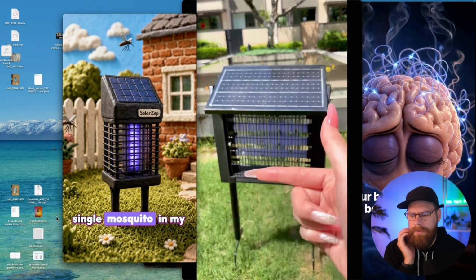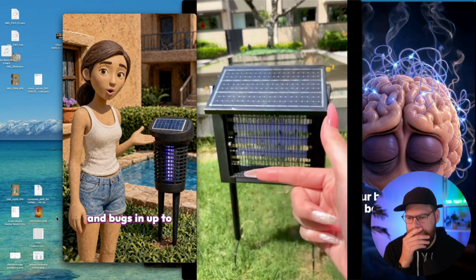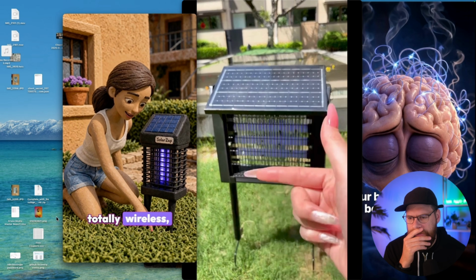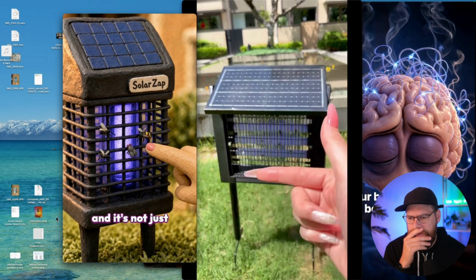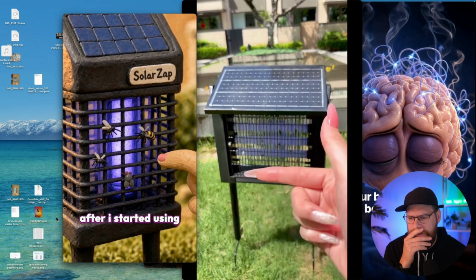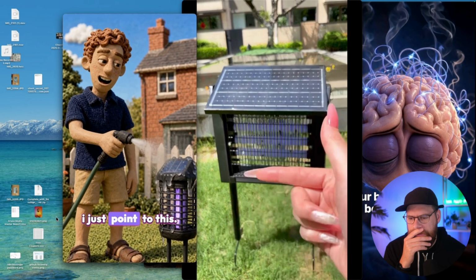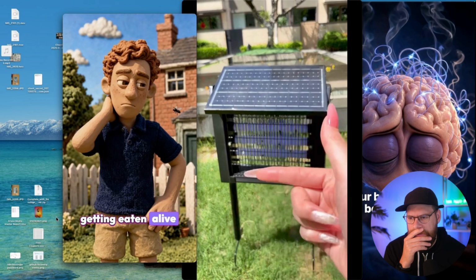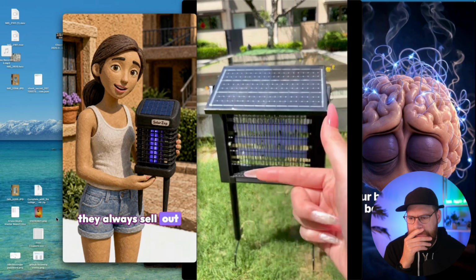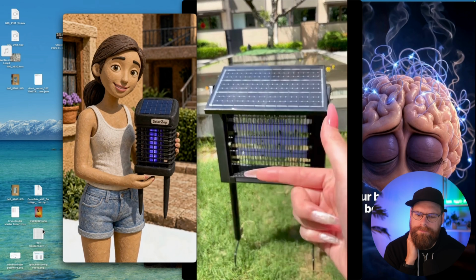I haven't seen a single mosquito in my yard and it's been weeks. This thing basically wipes out mosquitoes and bugs in up to a 1 acre area. Built-in solar panel, totally wireless, put it anywhere. And it's not just mosquitoes. Flies, wasps, all those annoying bugs. After I started using this, people kept asking how I don't have bugs out here. I just point to this. If you're tired of getting eaten alive every summer, you're gonna want one of these. They always sell out once it gets hot. So I've got it linked right here.